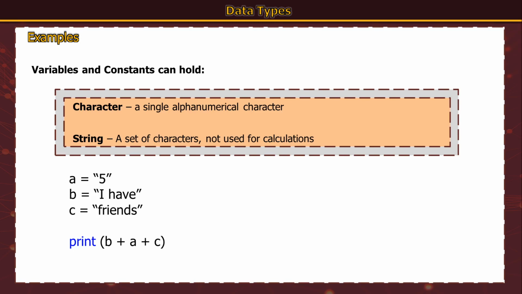Normally when you use two numbers together, 5 plus 5, you get 10, or 5 plus 10 is 15. I'm not doing that. I literally want to concatenate it into a sentence. So hence the reason it's got quotation marks around it, because I want to treat it as a string or character so I can concatenate it. If I was to run b plus a plus c, I would get I have 5 friends with no spaces. Now, when using the plus method, we are basically concatenating them into one string.